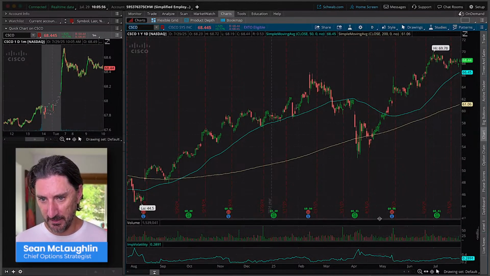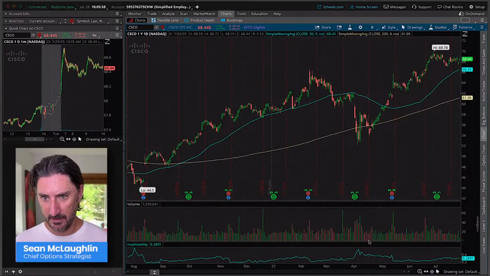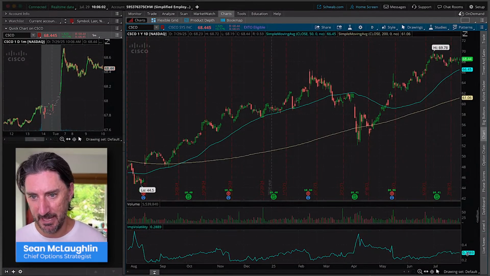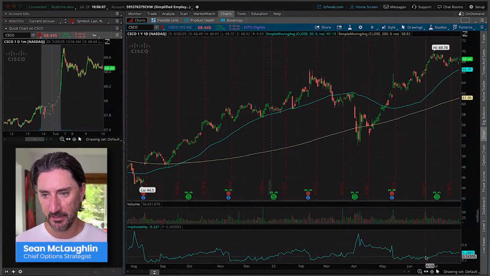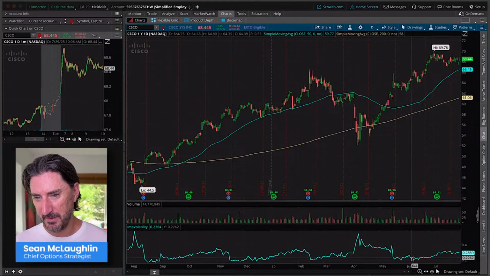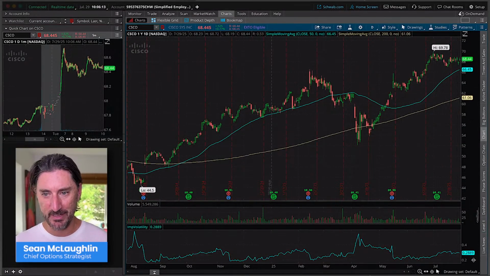Let's move this up here a little bit. Let's show the implied volatility a little better. You can see here at the bottom of my chart, these blue lines at the bottom, this is the implied volatility for Cisco options being charted along the bottom. And we've been rising over the last month or so. It's not alarmingly high. But let's take a look at the options chain.